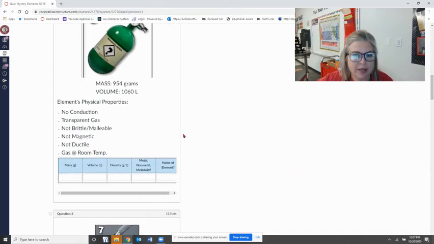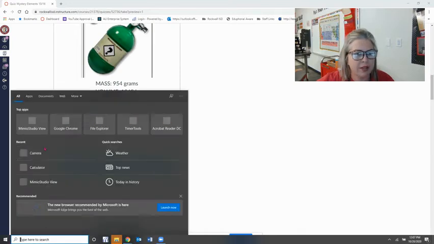So my next step is to think about the information that I've been given about this element, and I need to fill in what I know. So I'm going to simply just type in 954. It tells me the mass of this element is 954 grams. The volume, it says, is 1,060 liters.